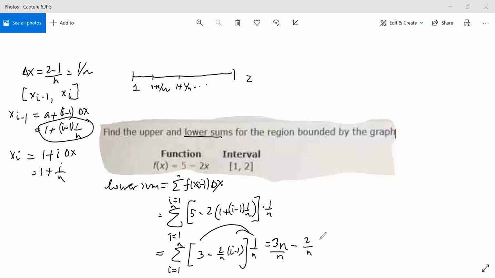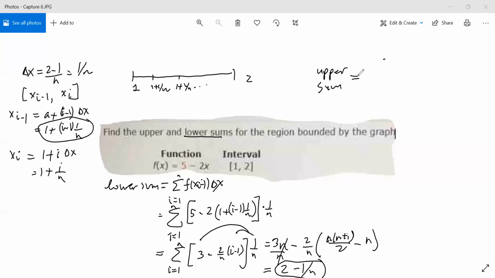And the sum of i is going to be n times (n plus 1) over 2. And then the sum of 1 from 1 to n is just going to be n. If you simplify this, you should get 1 over n, because this is going to cancel, and you'll get 2 minus 1 over n at the end. Now let's try the other one, the upper sum.